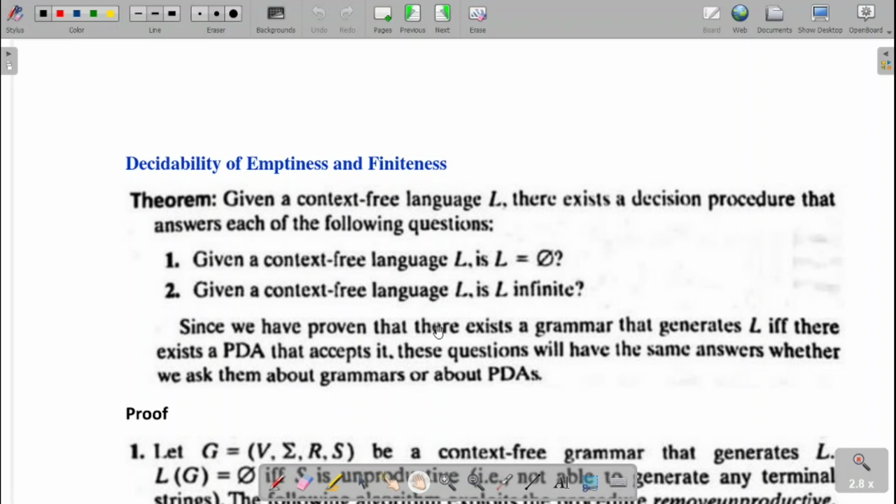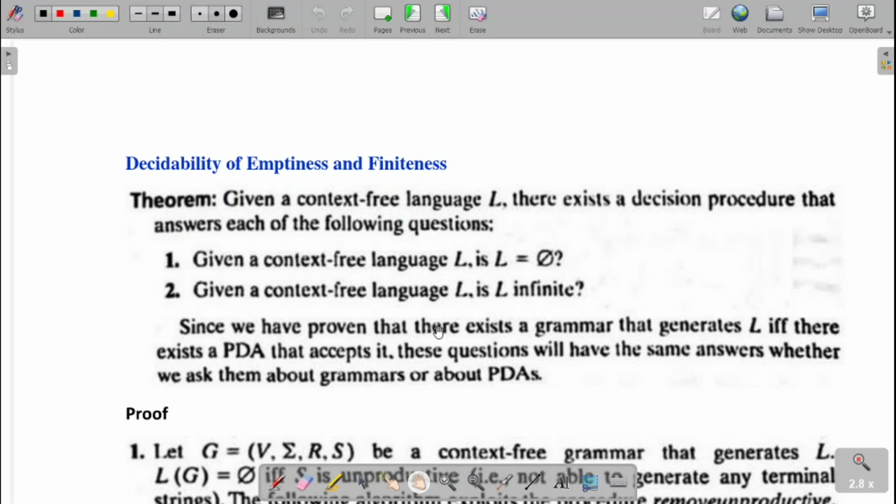Decidability of emptiness and finiteness. The theorem statement is: given a context-free language L, there exists a decision procedure that answers each of the following questions. What is the first one? Given a context-free language L, is L equal to null, not epsilon? Is it null? Second one, given a context-free language L, is L infinite?